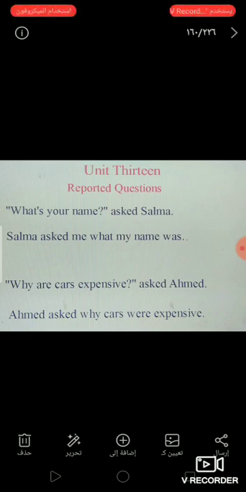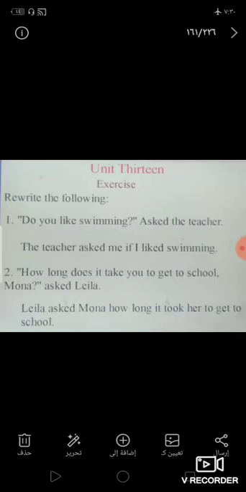But the second example: "Why are cars expensive?" asked Ahmed. So in this question, it begins with a WH question also. So I will say, Ahmed asked why cars were expensive. Why cars were expensive.